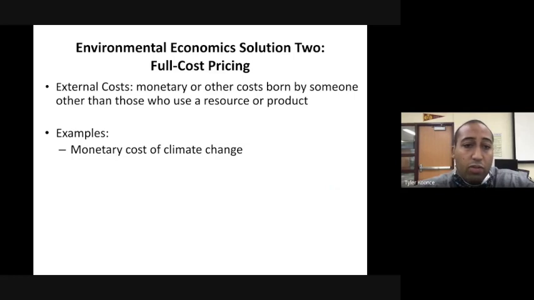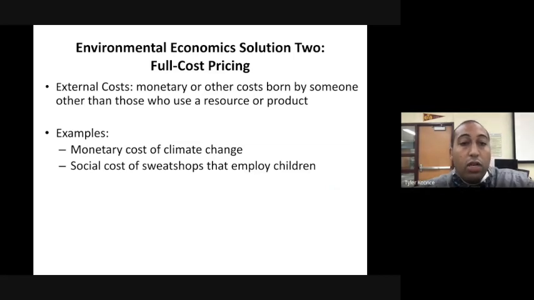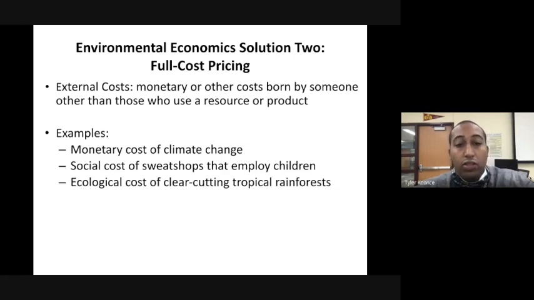Some examples would be, what's the cost in terms of climate change? Are we adding to it or not? If temperature keeps on rising, is that going to make it cost more money to produce this product? Or is it going to add to climate change? Then there are social costs. Do we really want to be using sweatshops and the social impact that has? There are the ecological costs of clear cutting tropical rainforests. We need those rainforests, but when we buy a product, we don't think about whether they had to clear cut a forest for me to get it.